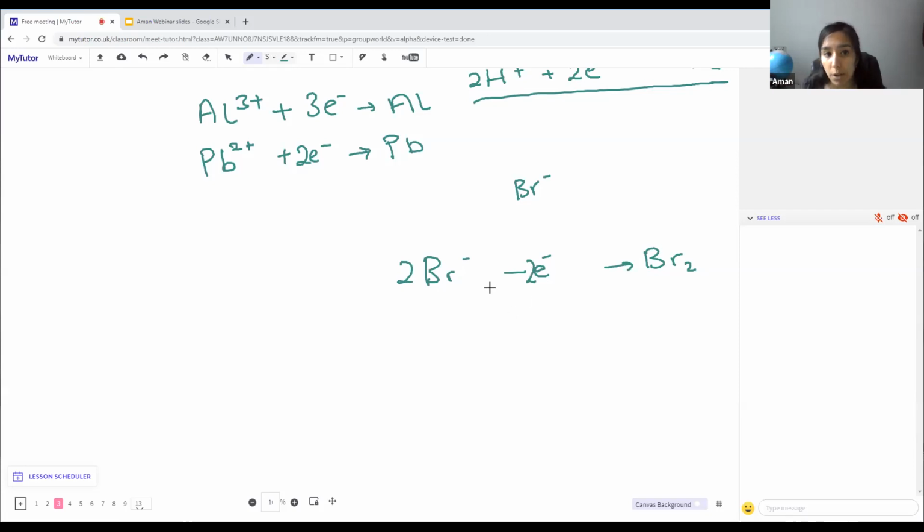Now, with the anode, there are 2 ways that these half equations can be written, and it's up to you how you want to write it. So I always prefer to write it like this, where you have the bromide ions losing 2 electrons. But the other way you can write it is to say that 2 Br- becomes Br2 plus 2 electrons. And what that is saying is that when the bromide ions go to the anode, they become bromine gas, and 2 electrons are also given off. So essentially we've moved this to the other side.